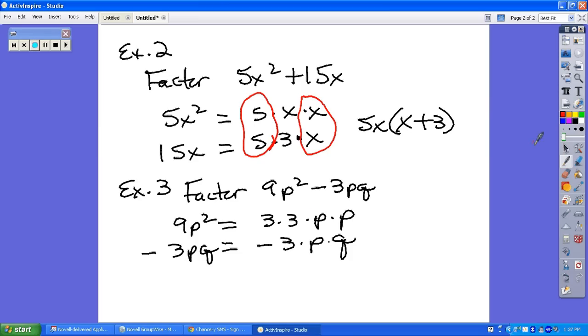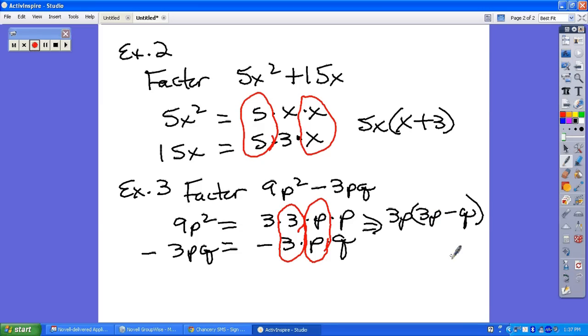And let's circle what we have in common. So we have a 3, but notice I'm not circling the negative because it's not in common with both. And then we have the p's. And then let's go ahead and write our answer. So what we circled was 3p, and then what's left, you have 3p times p minus q. And there you go. Now I'd like to do a couple more that are maybe a little more challenging.